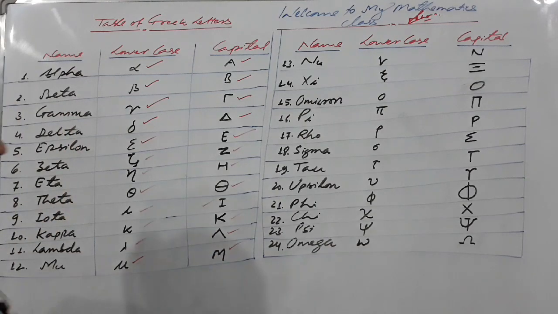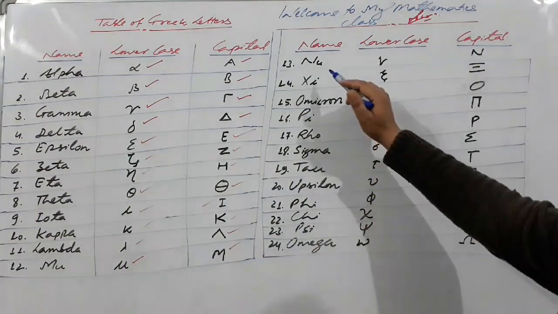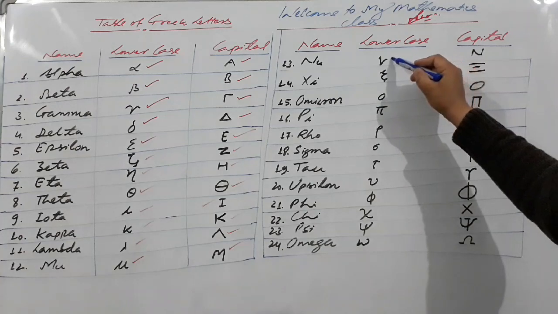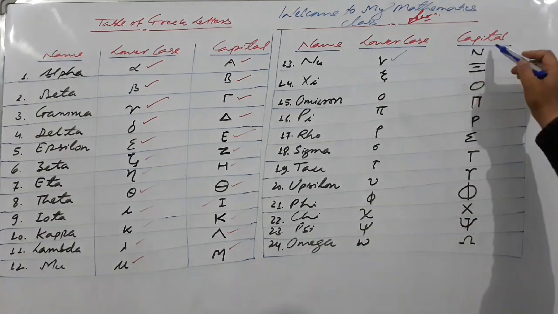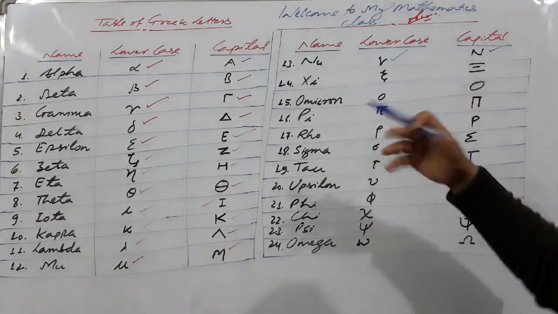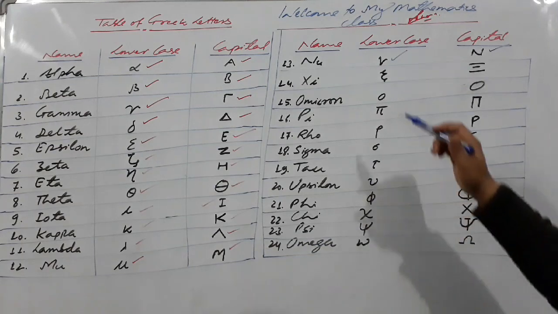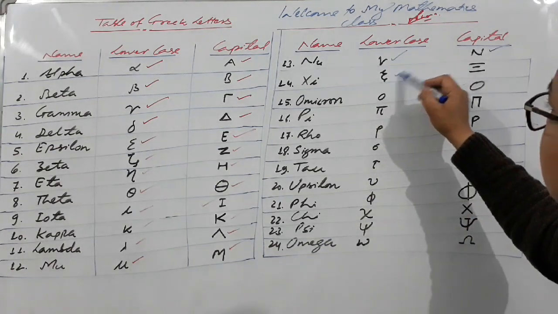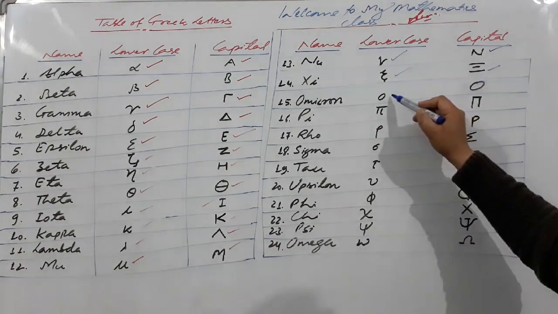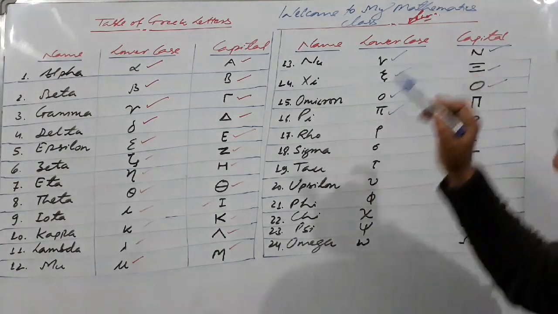Okay, mu. Let's move here. Next, 13th, nu or new. This is the small new, and the uppercase is capital N, new or a new. You may read it out this way, new or a new, as you wish. And this one is xi, and capital xi, omicron, capital omicron, pi.